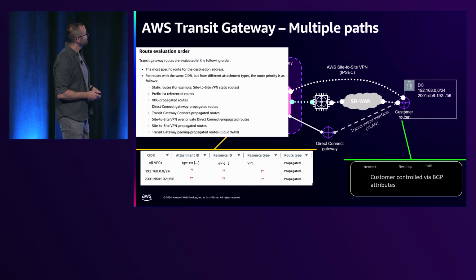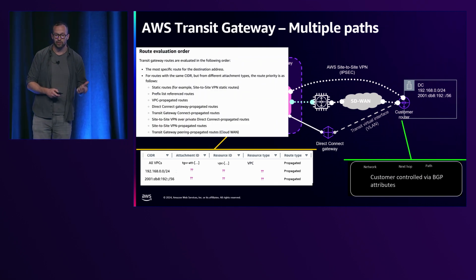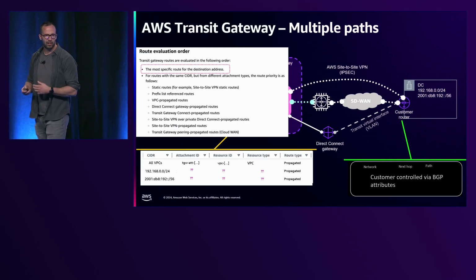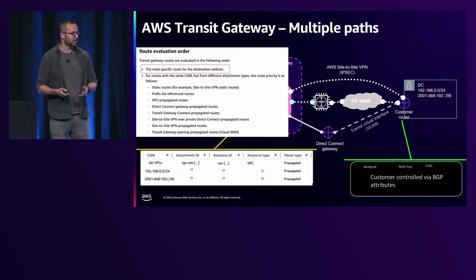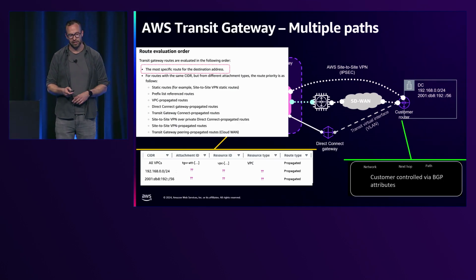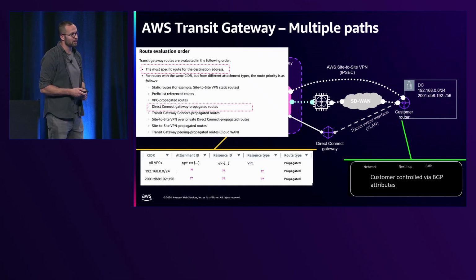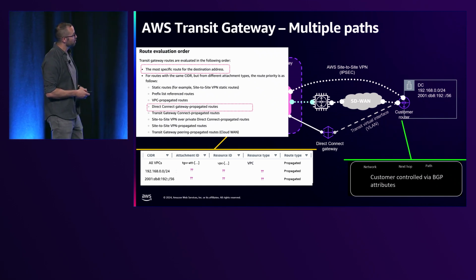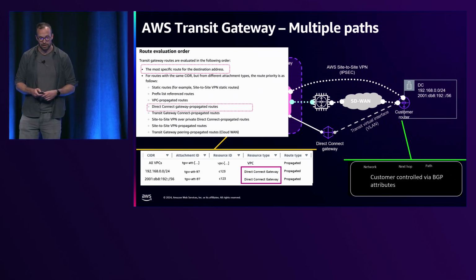For the Transit Gateway, we have a route evaluation order in our documentation, so you can check. If the route is more specific, that's going to be preferred. In this case, we have the same routes, so we're going to prefer the Direct Connect Gateway propagated routes over anything else. So traffic is going to use DX.